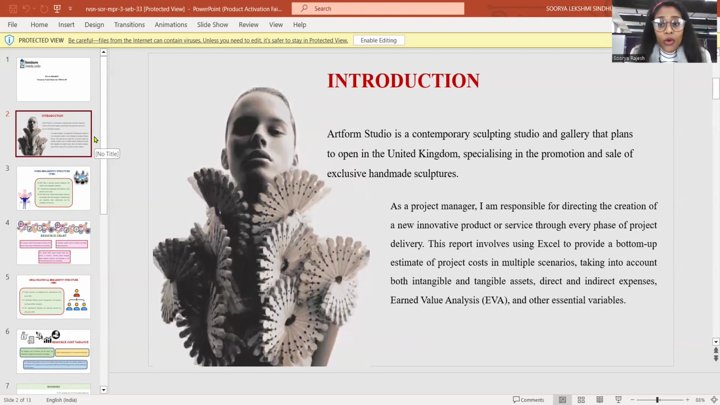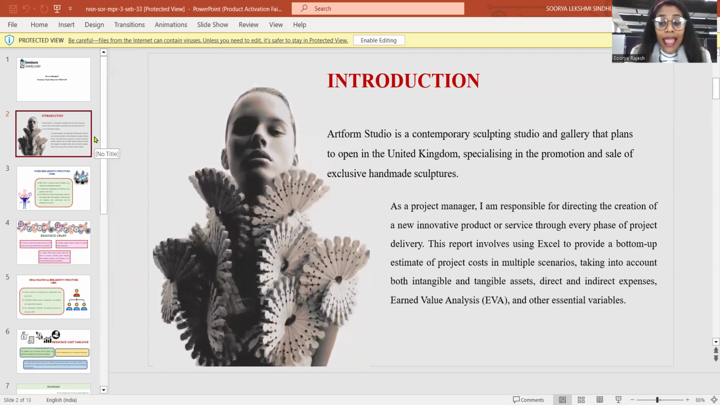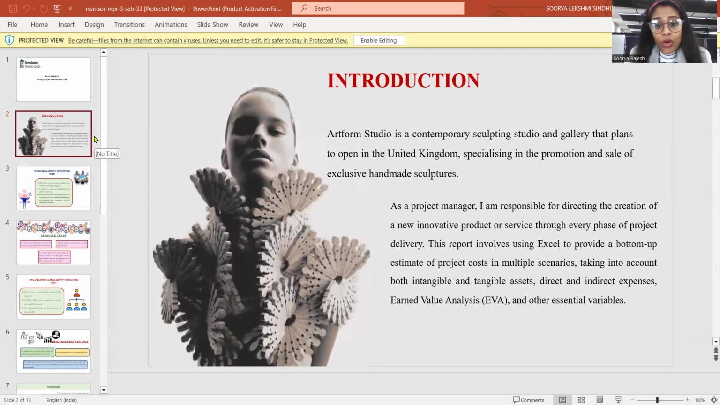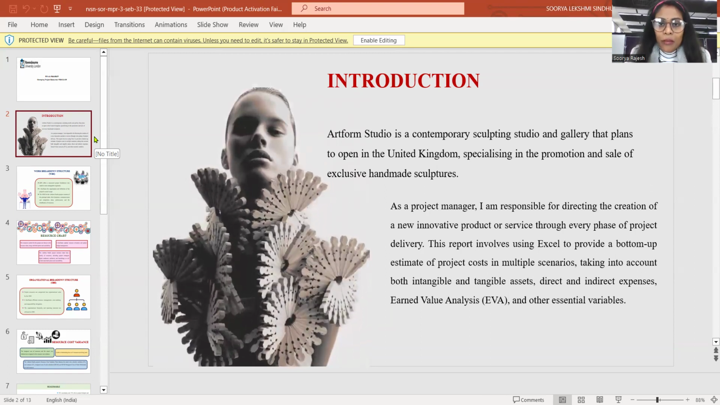And this project report involves using Excel to provide a bottom-up estimate of project cost in multiple scenarios, taking into account both intangible and tangible assets, direct and indirect expenses, earned values, and the essential variables. We are essentially looking at the UK. This is our dream project. So we can go to the next part.